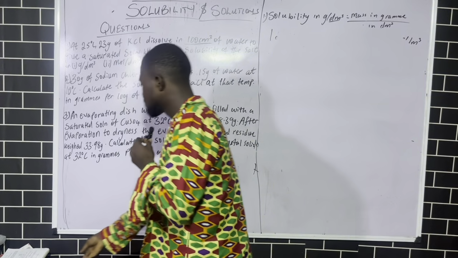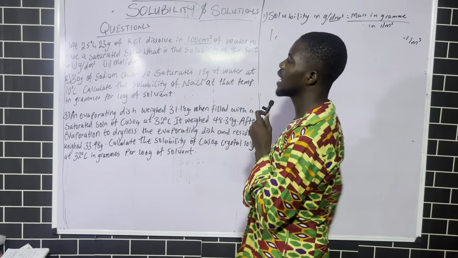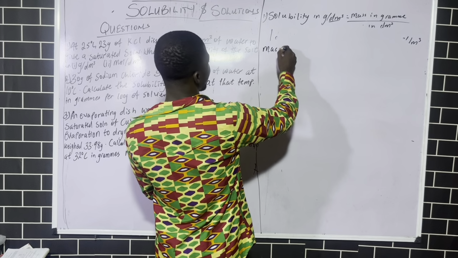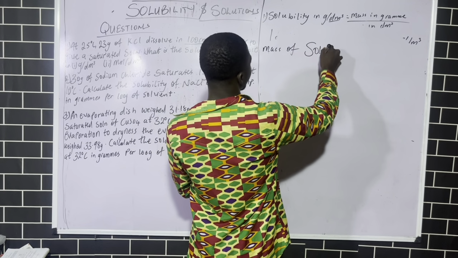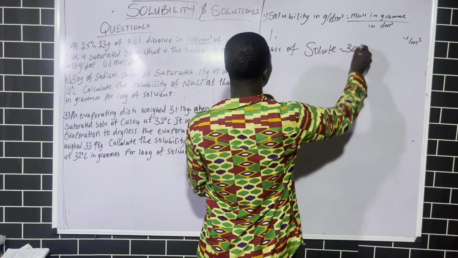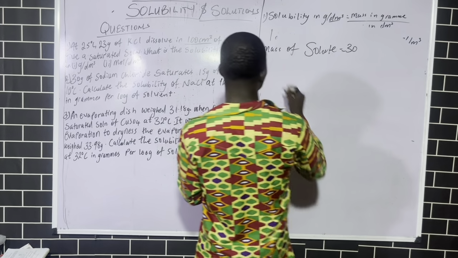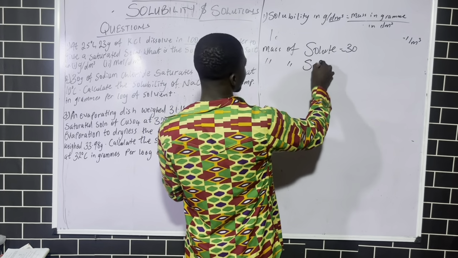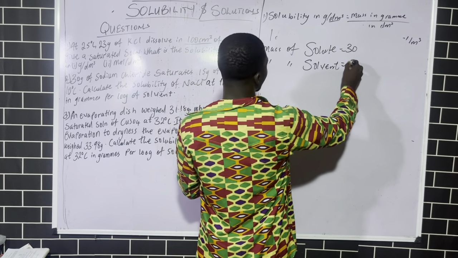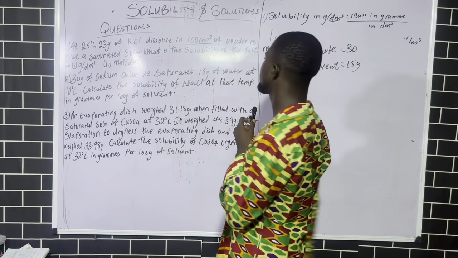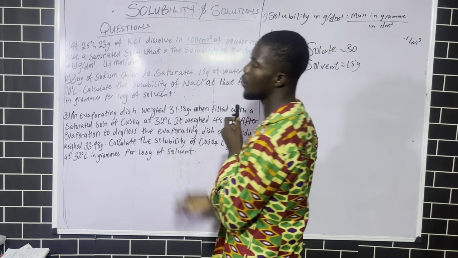For number 2, it says 30 grams of sodium chloride, so that's the mass of salt, or mass of solute: 30. Saturate 15 grams of water, that's the mass of solvent: 15 grams. Right? Calculate the solubility of the salt at that temperature in gram per 100 grams of solvent.